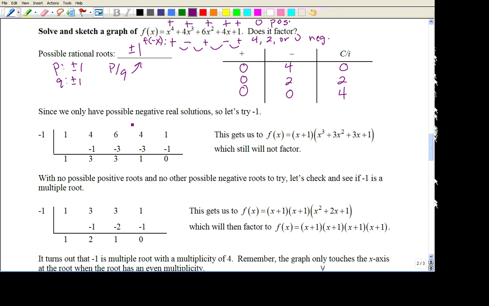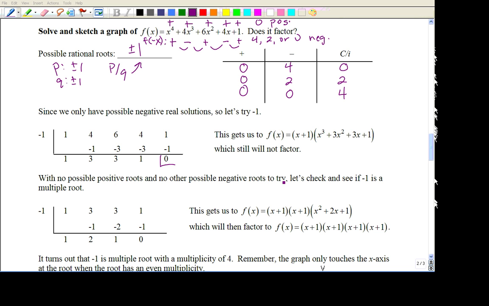Since we only have possible negative real solutions, let's try -1, because remember our possible rational roots were positive and -1. If we don't have any positive ones, then we can only have a -1. So let's try -1 and see what happens. When you use synthetic division, notice that we get a remainder of 0. That gives us f of x equals x plus 1 times 1x cubed plus 3x squared plus 3x plus 1. Well, this does not factor by grouping.